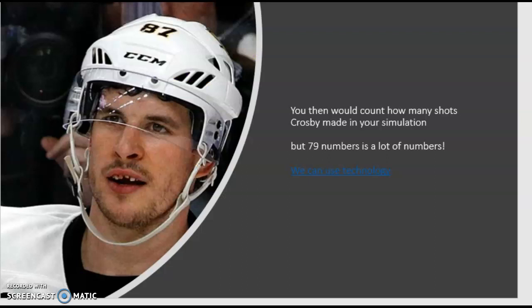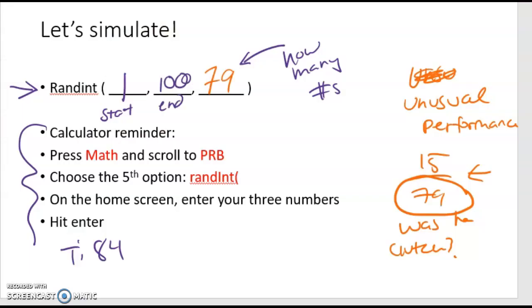Okie dokie. So we can use technology. If you click this link on the PowerPoint, it will bring you to a simulation. What happens when you plug that into the calculator is you get a long list of numbers, like 1, 74, 389, 217, all the way up to 79 numbers. You circle each number that falls between 1 and 138 to see how many times he made a shot in that list. So numbers between 1 and 138 is a made shot.